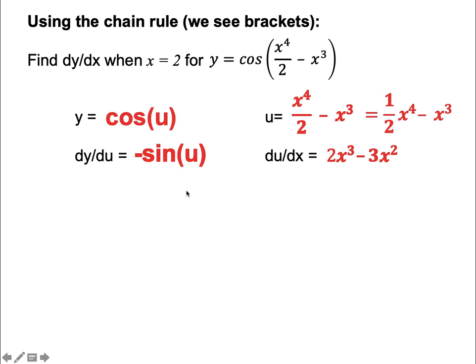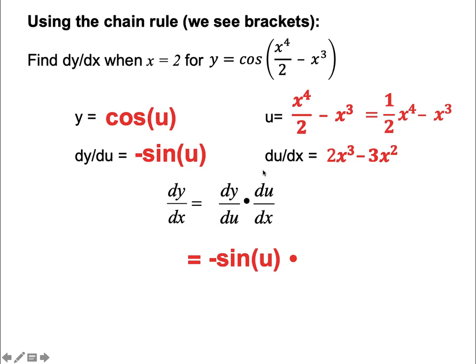So my derivative here, dy/dx, is dy/du times du/dx. So my outside derivative and my inside derivative. If you notice, if we think about these as fractions, see how the du cancels and we end up with just dy/dx. So we can always use our canceling ability of multiplying fractions to see that I've written that correctly. So my dy/du is minus sine u times du/dx, which is 2x cubed minus 3x squared. And notice I've added brackets here because that whole thing has to be a group multiplied by the sine function.